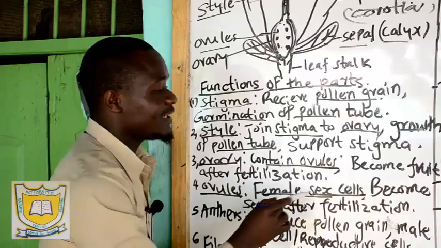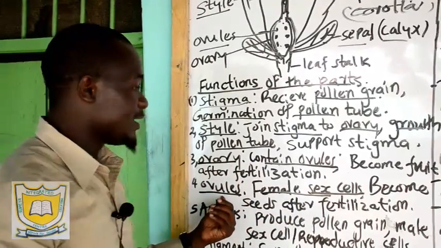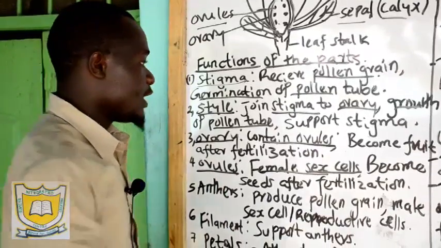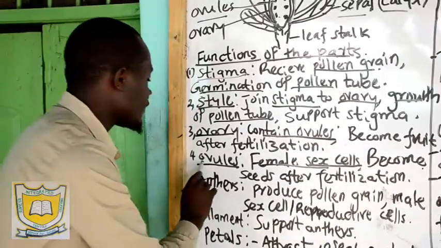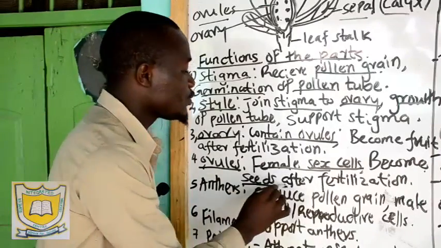That is the female sex cells. If asked in an exam to name the female sex cell, the female sex cells are called the ovules. Now what do they grow into after fertilization? When fertilization takes place, the ovules grow into seeds.